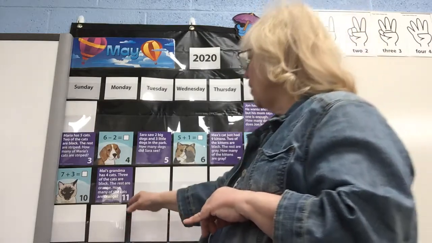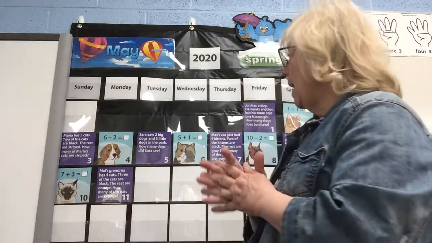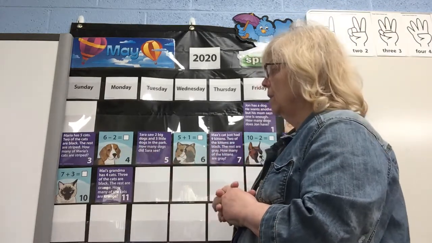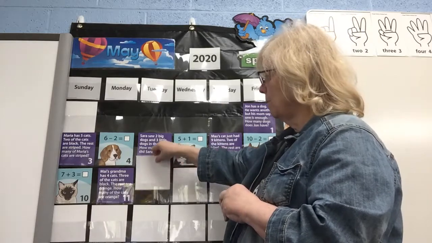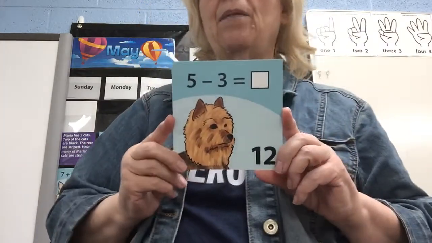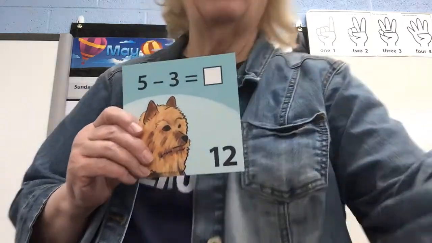Okay, so after 11 comes what? 12. And for the number 12, we will have another math problem. Math fact. Here we have, let's read it together. 5 minus 3 equals blank. 5 minus 3 equals blank.